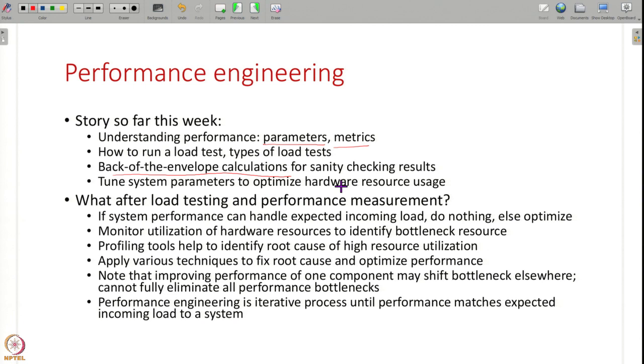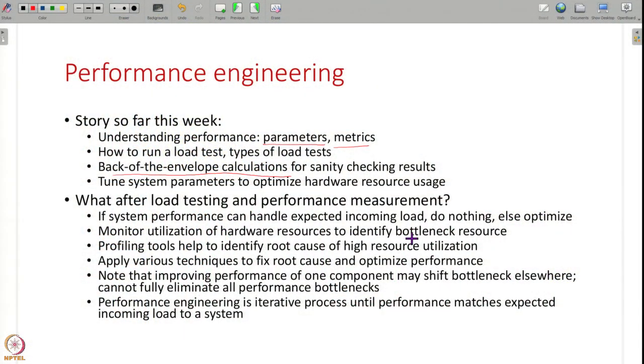Now after you have done a load test and measured performance, if you find that your performance numbers make sense and you can handle all the load coming into your system, then you are done, nothing else needs to be done. You expect only a load of 50 requests per second, your system already has a capacity of 100 requests per second, done. But if you expect a lot more load and your capacity is not enough, then you have to optimize your system to improve its capacity. So how do you go about doing this?